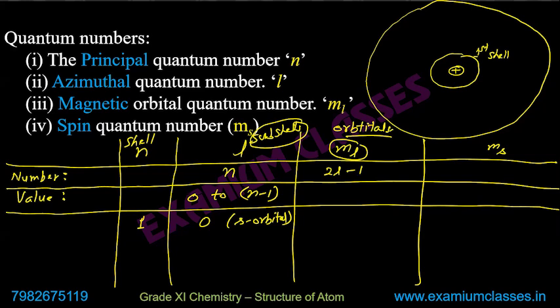Can we write 2n minus 1? Yes, I'm coming to that. But that is a different thing. So why did we take L? I will tell you why.